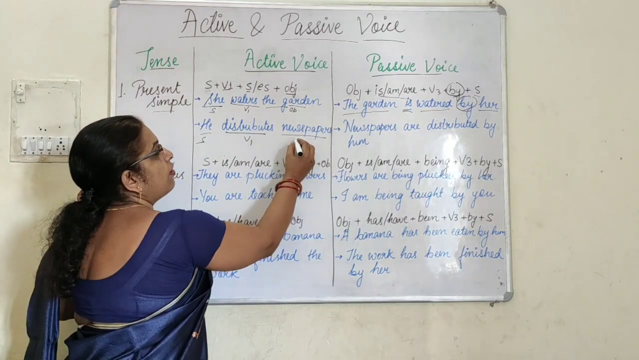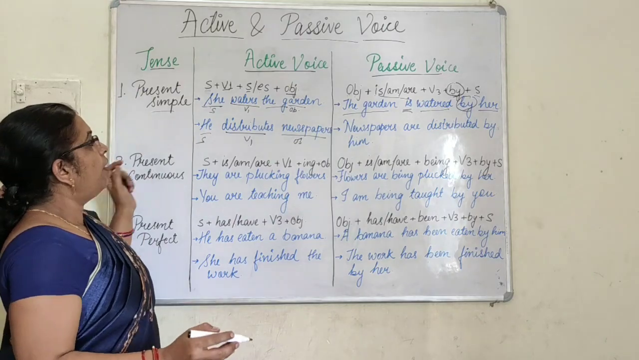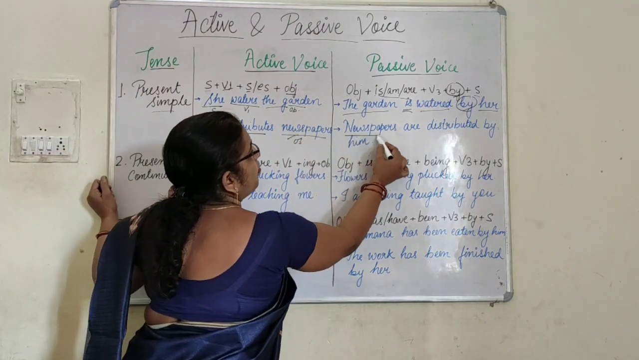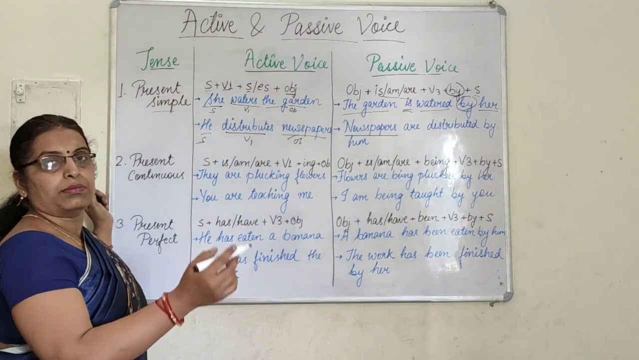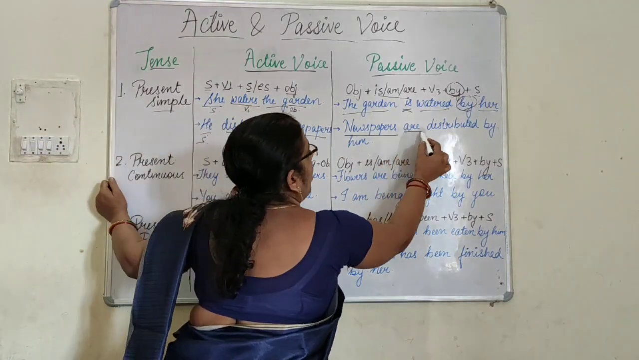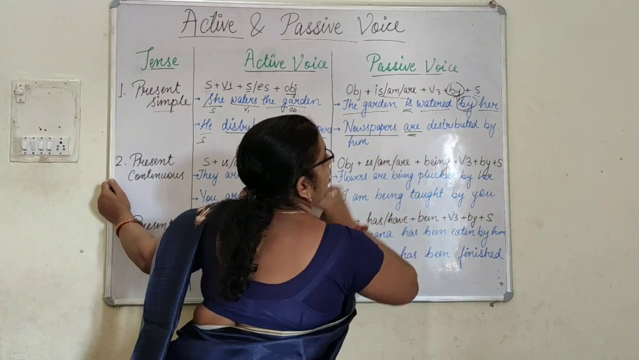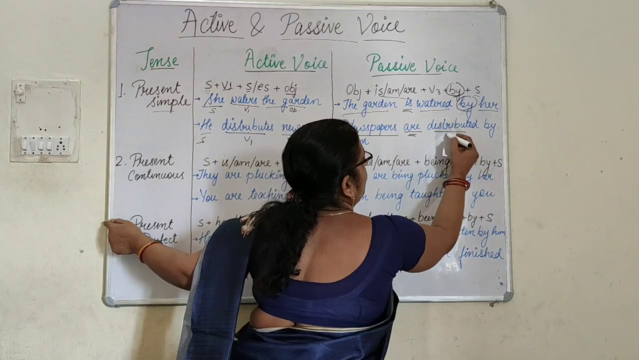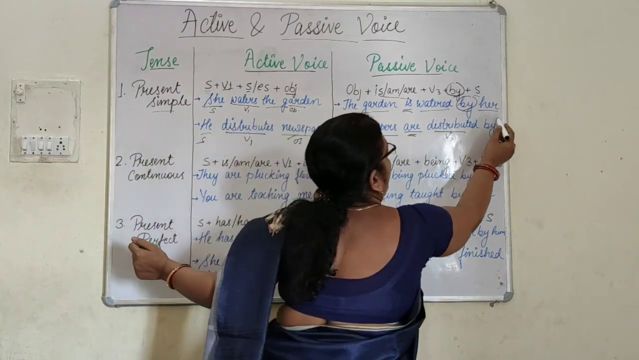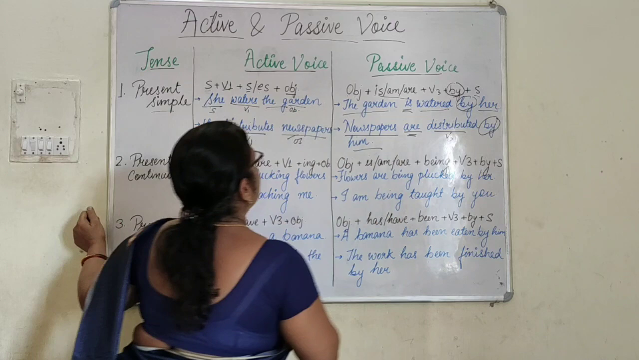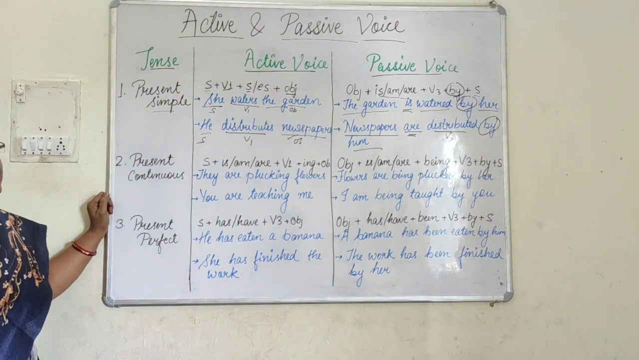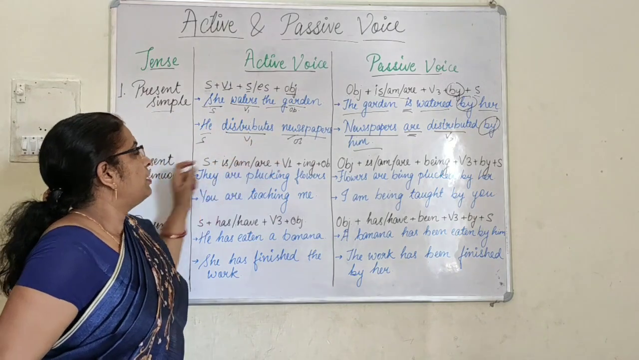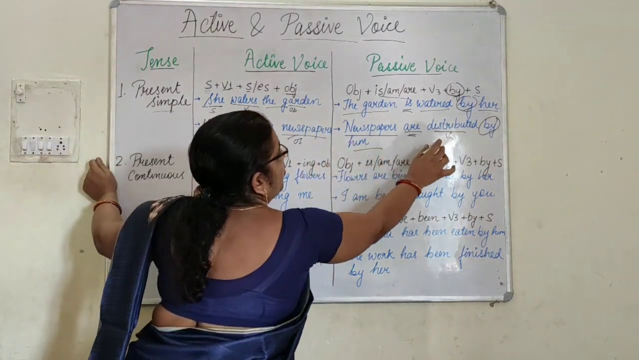Newspaper, it is the object. Now you have to change it again. These newspapers, the object, come in front. Then "are" is used, because it is taken as plural, and "distribute" changes to "distributed", which is V3. "By" is used and "he" changes to "him". It is changing like this: He distributes newspapers. Newspapers are distributed by him.